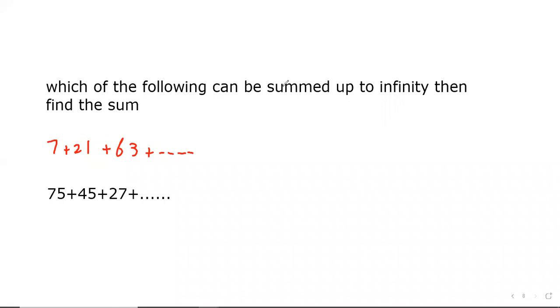Which of the following can be summed up to infinity? Then find the sum, if possible. Number 1. Here is the geometric sequence 7, 21, 63, and so on. So in this case, it's 21 over 7, equal to 3. And the absolute value of R in this case is greater than 1. So here, this series cannot be summed.